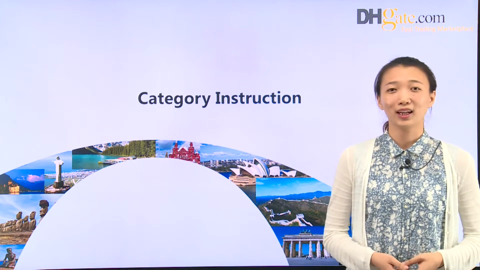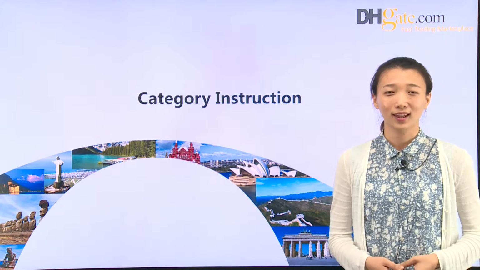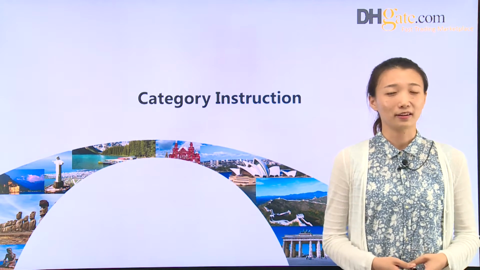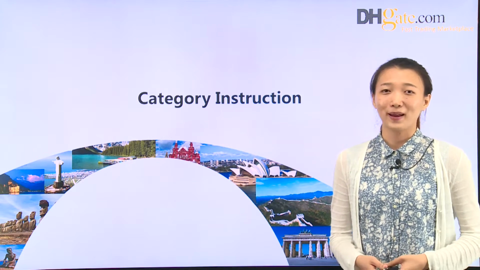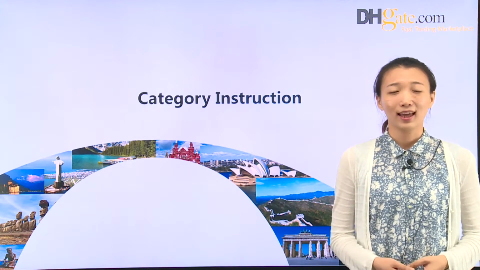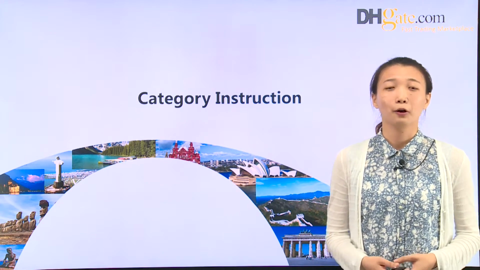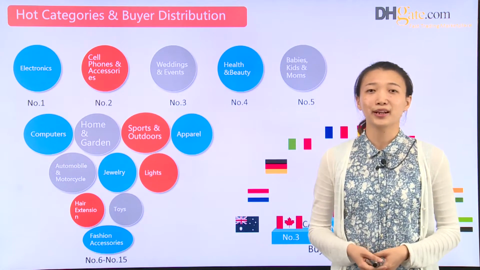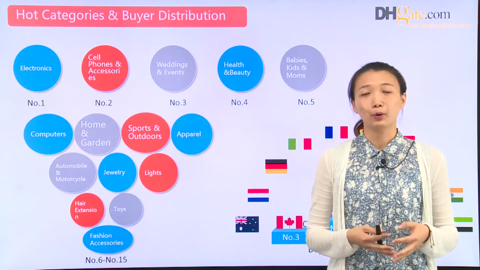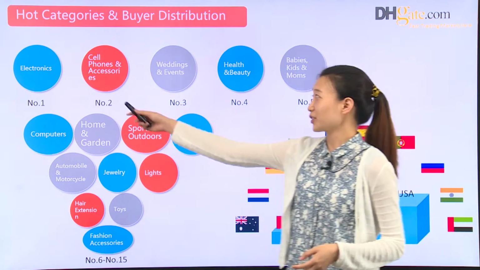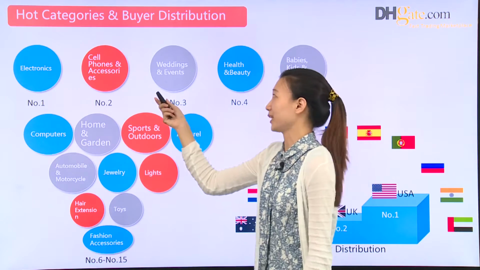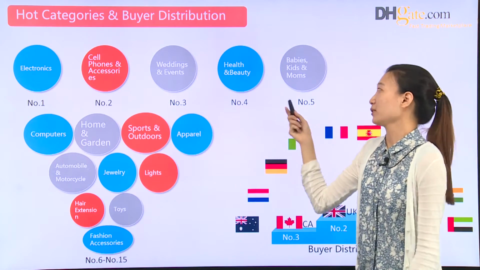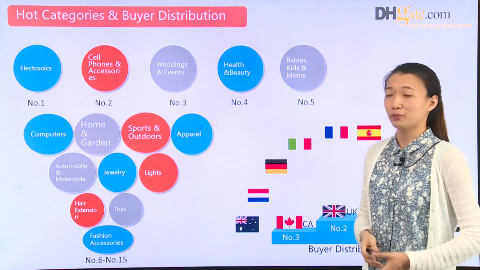Today we are going to talk about the categories. Established in 2004, DHgate specializes in constructing comprehensive category lines for our customers. Until now, there are 26 categories of products being sold on our platform. They are electronics, cell phones and accessories, weddings and events, health and beauty, babies, kids, and moms.